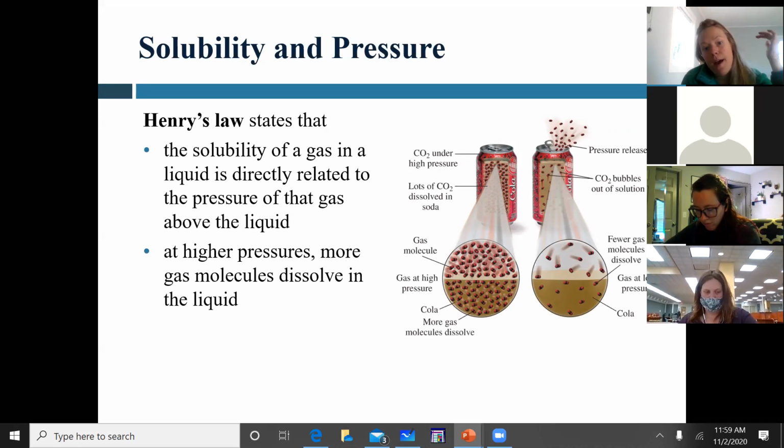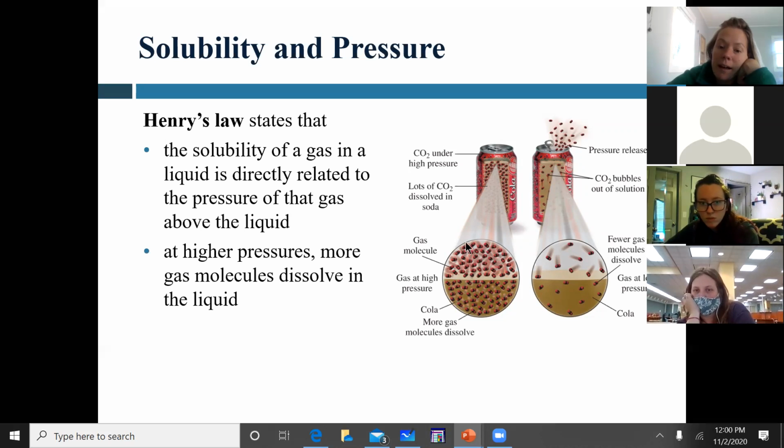So pressure also has an effect on solubility, specifically solubility with gases. So we have this law called Henry's law. And it states that the solubility of a gas in a liquid is directly related to the pressure of the gas sitting above the liquid. So if there's a lot of pressure sitting above your liquid, a lot of gas can stay in solution. If your pressure is released above the solution, you lower that pressure, less gas sits in solution, or the gas is easier to escape. So you can think of this as a closed can of pop that's under pressure.